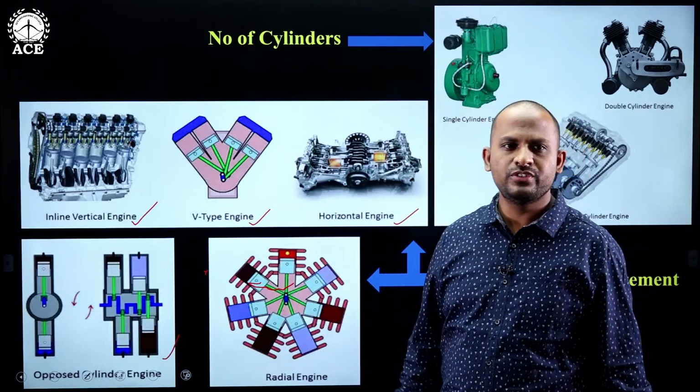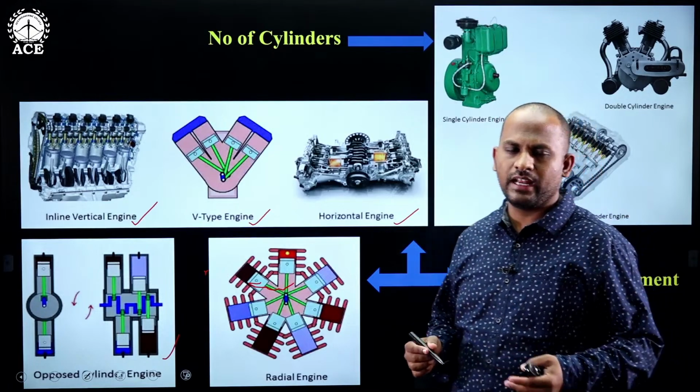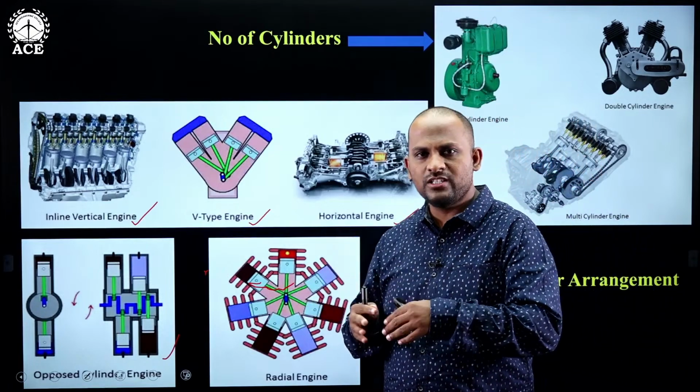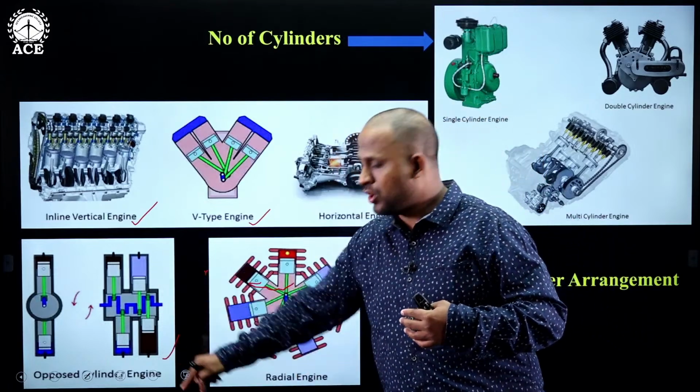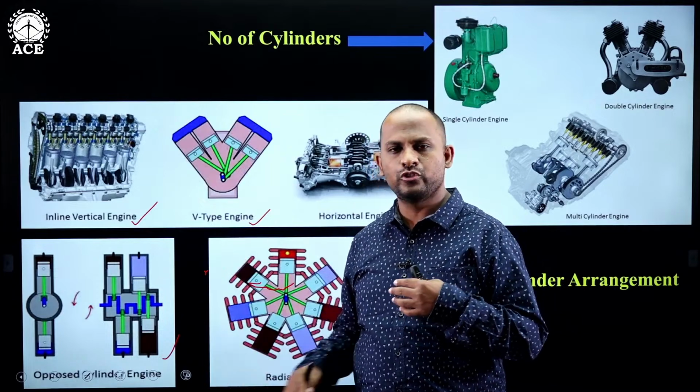So what is this opposed cylinder engine? On a single crankshaft, the cylinders are placed opposite to each other. That is the opposed cylinder engine.